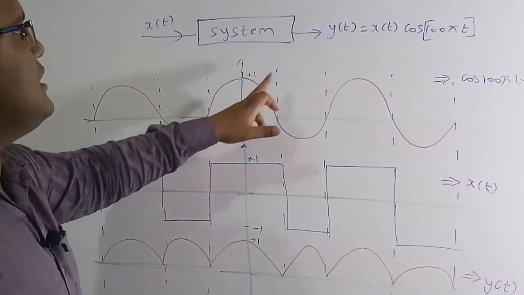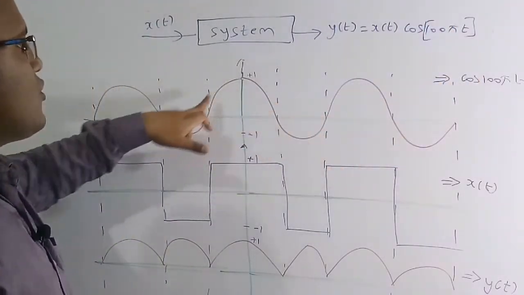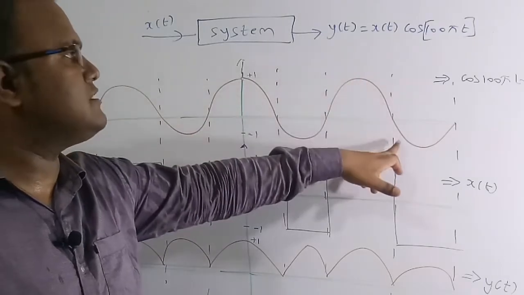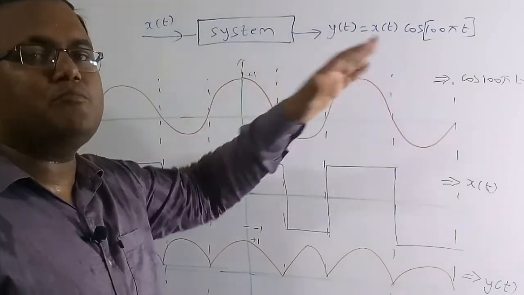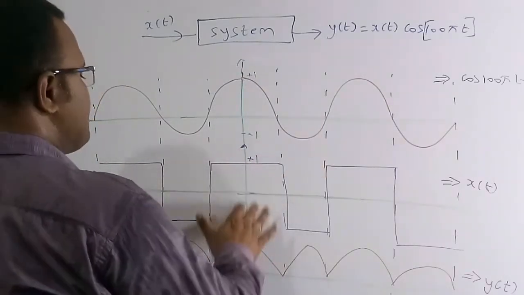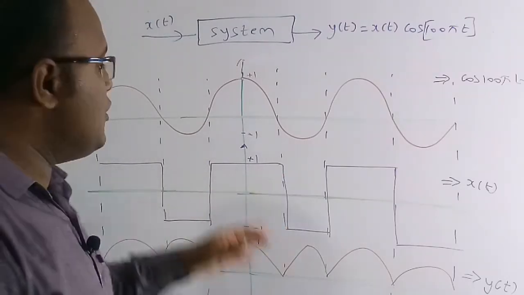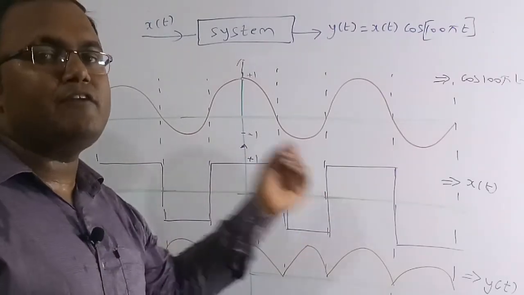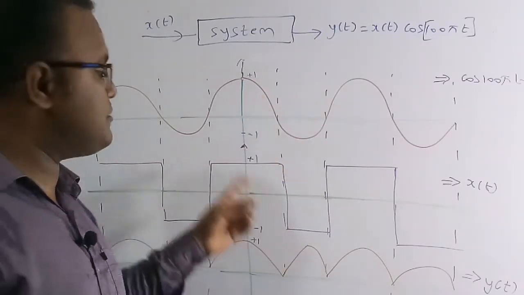See, y of t is equal to x of t into cos of 100 pi t. So this is the cos function, cos 100 pi t. This is the nature of the cos function. For this cos function, I am going to give x of t as a bounded input. Means here it is going to have values of +1 and -1. This is a bounded input, means it is not going to have any infinite values. For each and every time there is some finite value of quantity which is defined. So therefore it is not an unbounded input. So it is a bounded input.